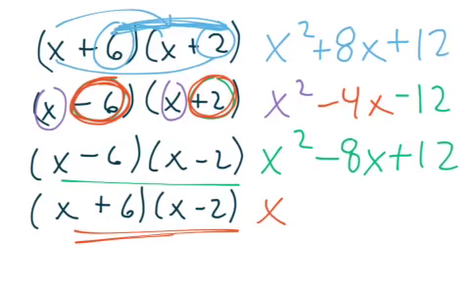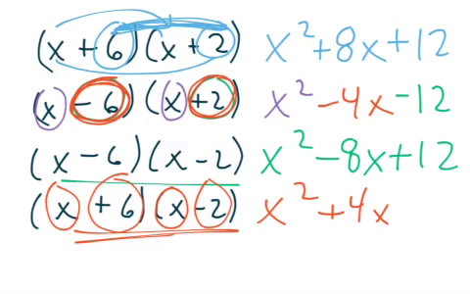Did you guys get x squared? And again, remember, x times x is x squared. Did you guys get plus 4x? Because 6 minus 2 is 4. And did you guys get negative 12? Because 6 times negative 2 is negative 12. Are you guys starting to see the pattern that I'm using here, guys? It doesn't work for all problems, but this is a good way to start to understand factoring.